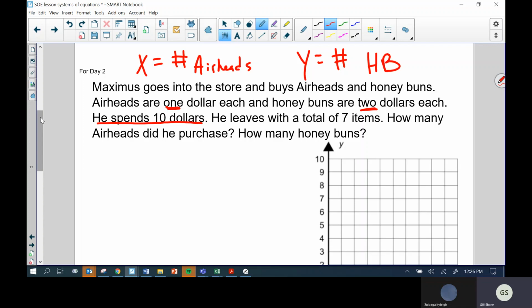All right. Wait, what does the hashtag mean? Oh, it means number of. Hashtag, that's so funny. I would have never, ever in a million years thought, oh, I'm putting a hashtag up.